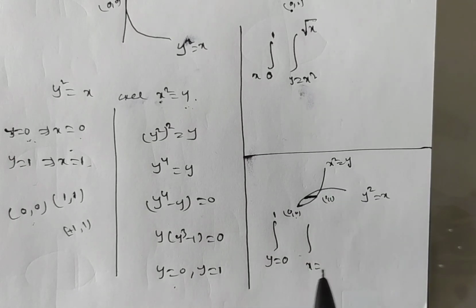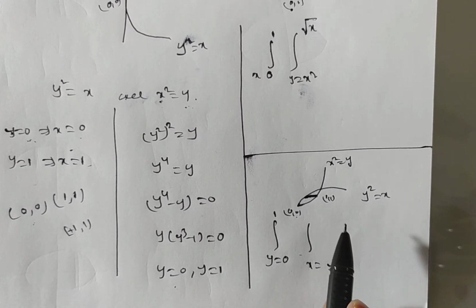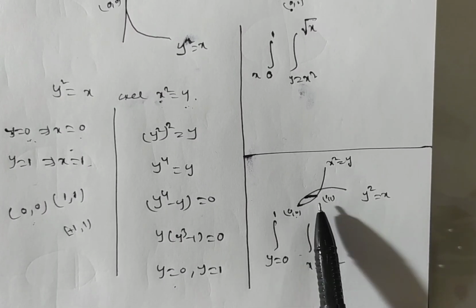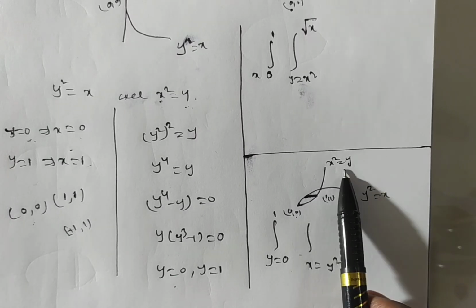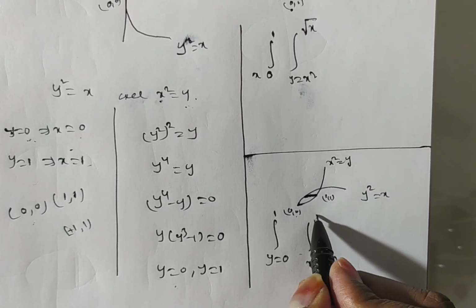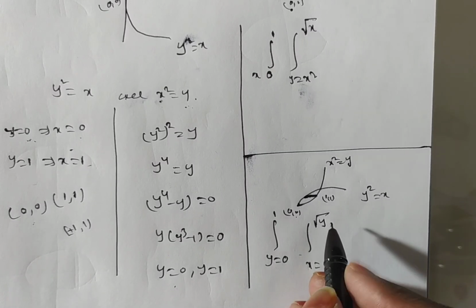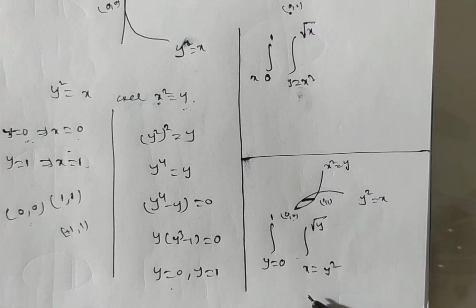That is nothing but x is equal to y square. Now what about the x value here? For this curve, the right side of the strip touches the right side curve, x square is equal to y. So what about the x value on this curve? x is equal to root y, plus or minus root y you will get, but which one do you have to take? Here, plus root y only. So these are the limits whenever x is independent, and whenever y is independent.